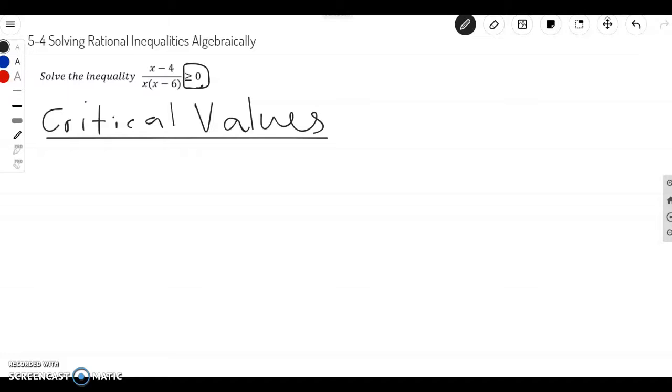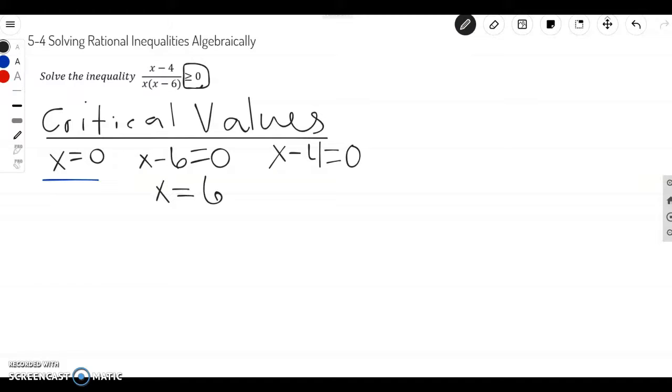All we do is take all of the factors in the denominator and set them equal to 0. So we have x equals 0, x minus 6 equals 0, and solve. And because it equals 0, we're also going to set all values in the numerator equal to 0. In this case, we're going to have 3 individual critical values: x equals 0, x equals 6, and x equals 4.